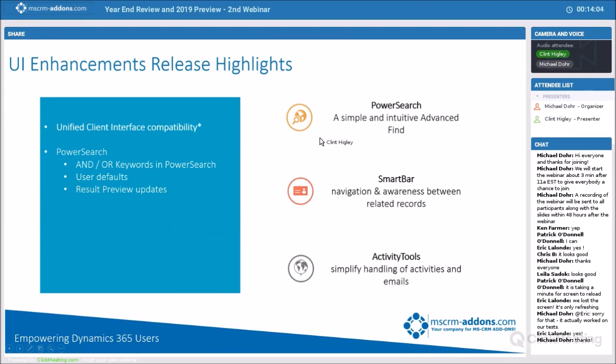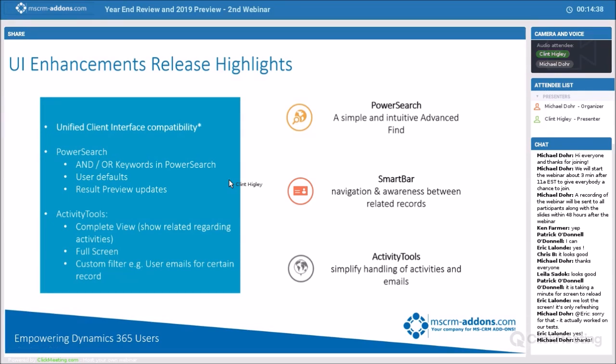So Power Search, one of the major things that we've done this year is added the ability to do and/or keywords in Power Search, user default searches in Power Search if you're familiar with it, and result preview updates. So being able to see these previews as you're updating things, you see these previews coming on. Again, something that we covered earlier this year in one of our webinars at the beginning of the year. Activity Tools, we're showing the complete view.